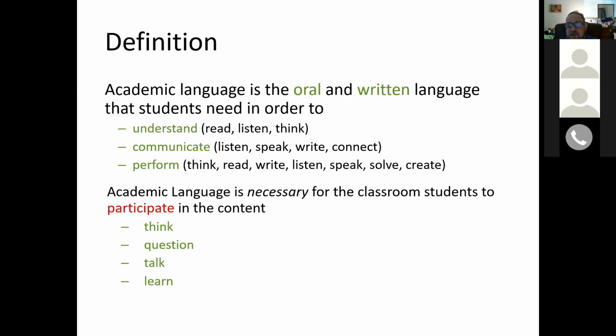Academic language is the oral and written language that students need in order to understand, read, listen, think, communicate, speak, write, connect, perform, solve, create. Academic language is necessary for the classroom students to participate in the content. They need it to think, to question, to talk, and to learn.